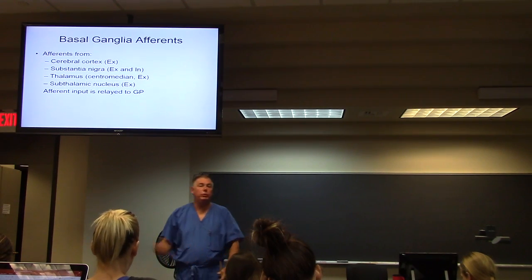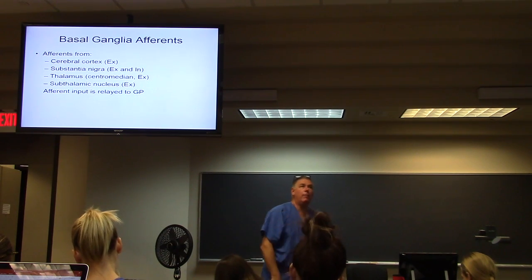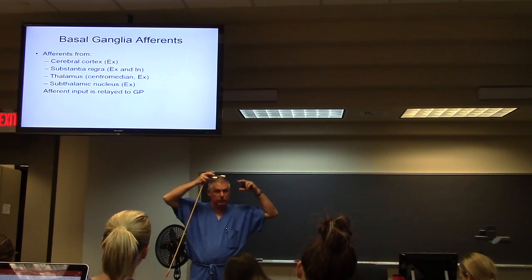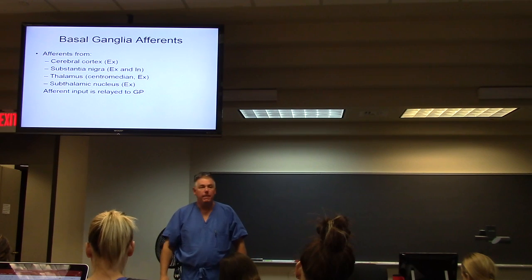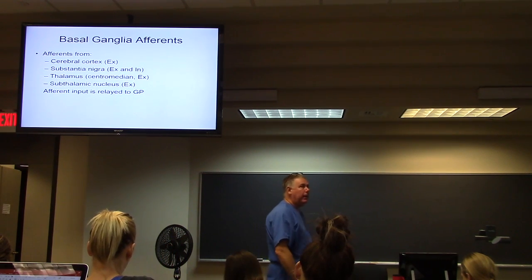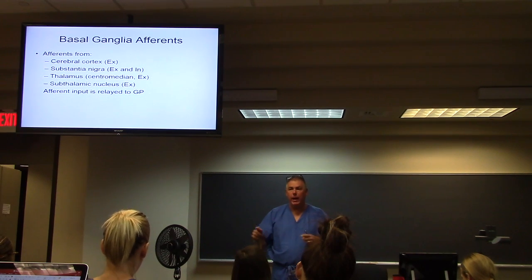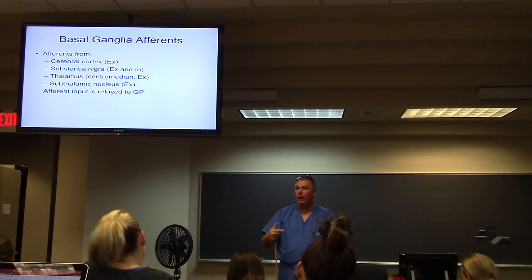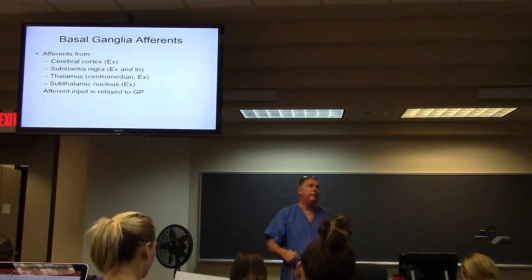Afferents that project to the basal ganglia come from the cerebral cortex, all over the cerebral cortex. They send projections to the basal ganglia, and specifically to the striatum, to the caudate and putamen. That's kind of the receptive area of the basal ganglia, the caudate and putamen.